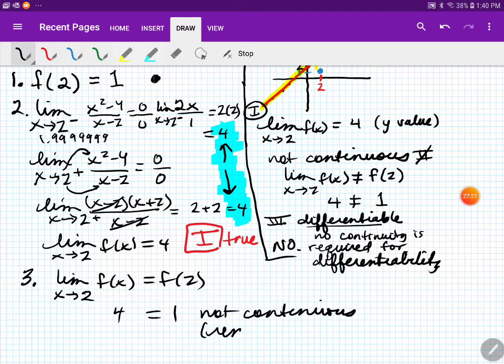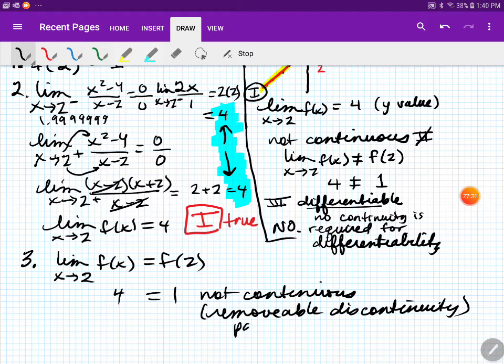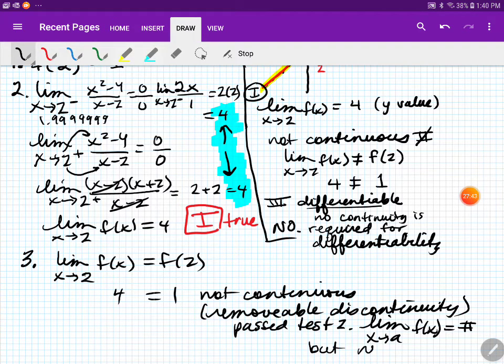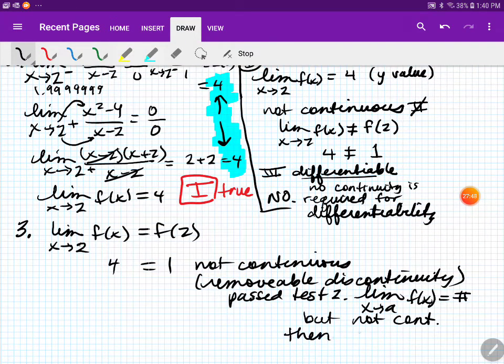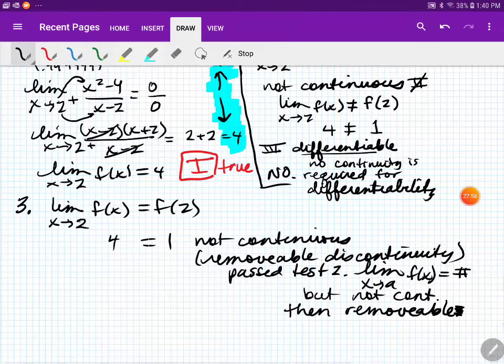Now, it's actually called a removable discontinuity. This is called a removable discontinuity, and that's because it passed test 2. So if there is a limit as x approaches a of f of x, and it equals a number, but it's not continuous, then it's called removable. So, removable versus non-removable. It's called a removable discontinuity.